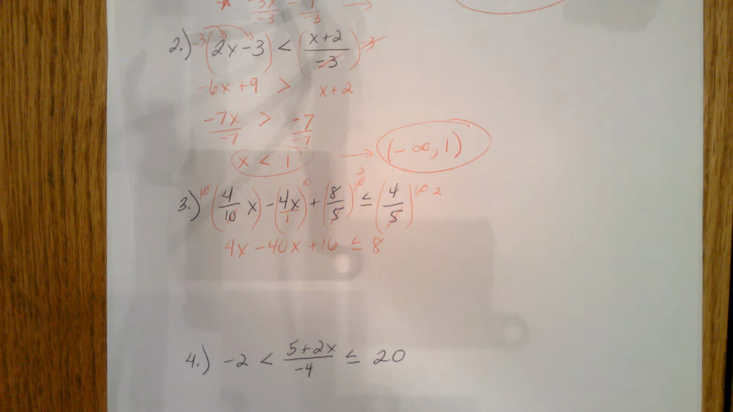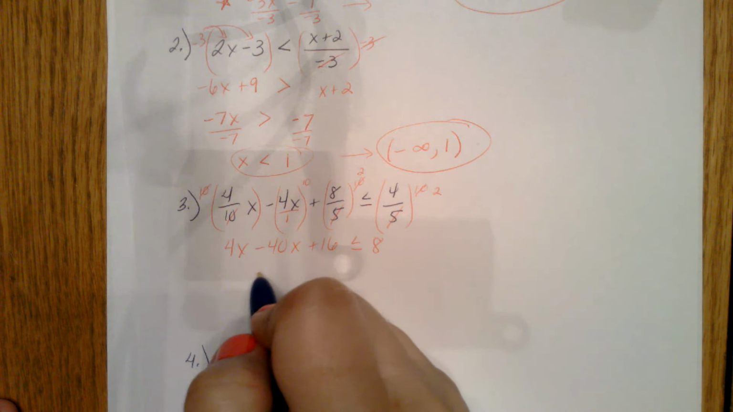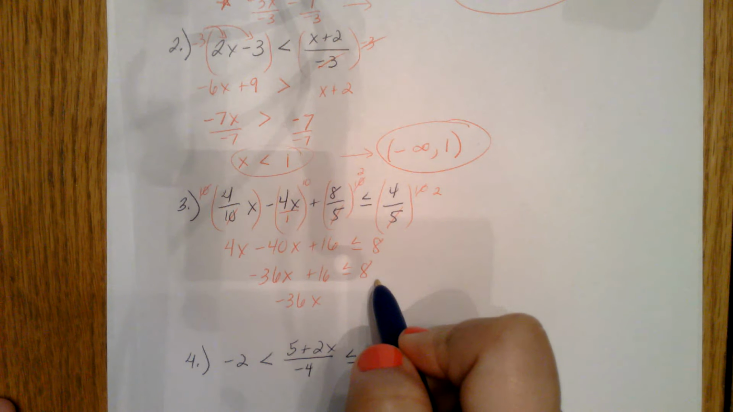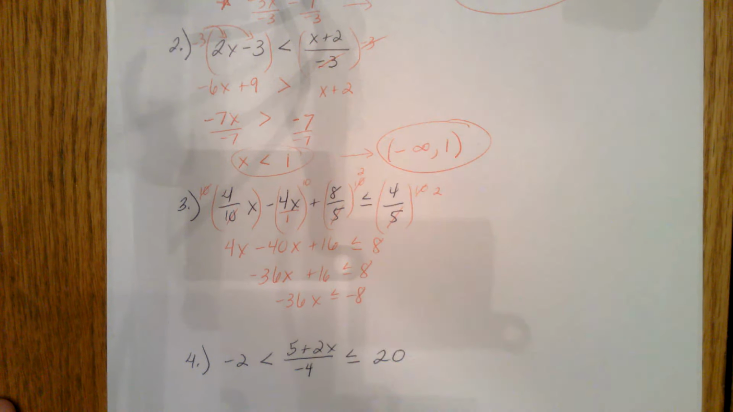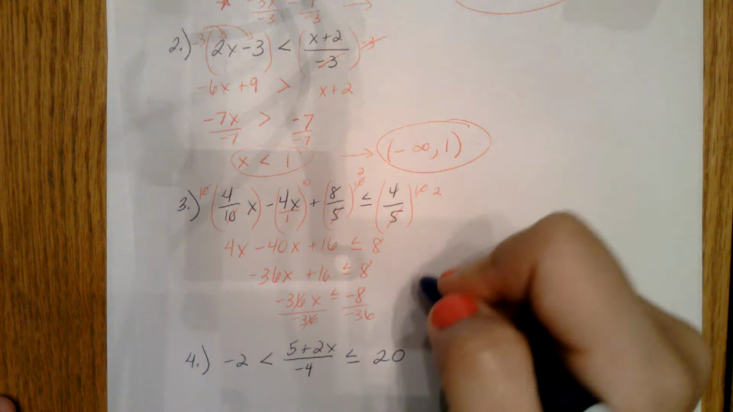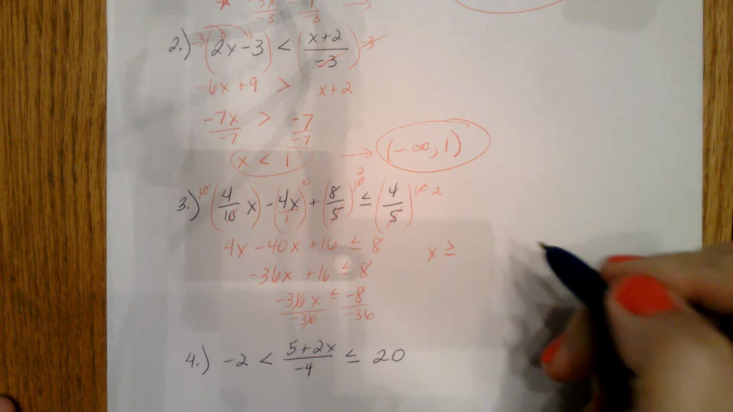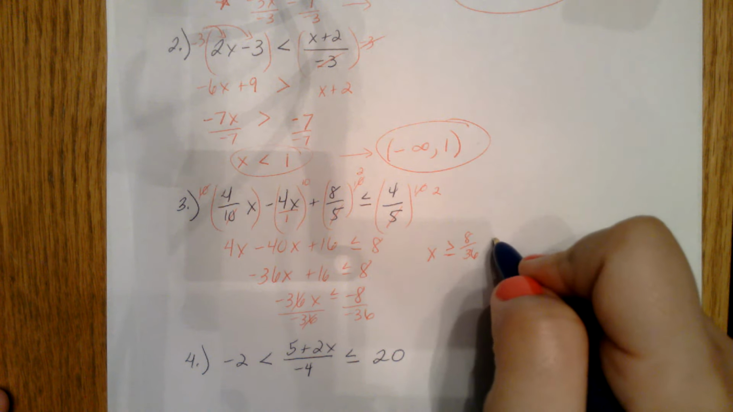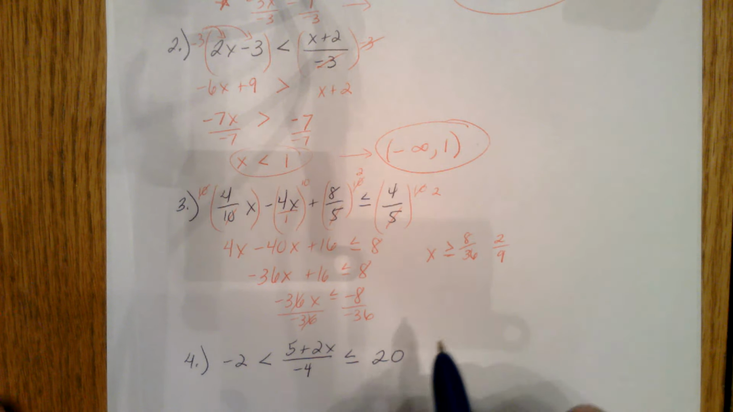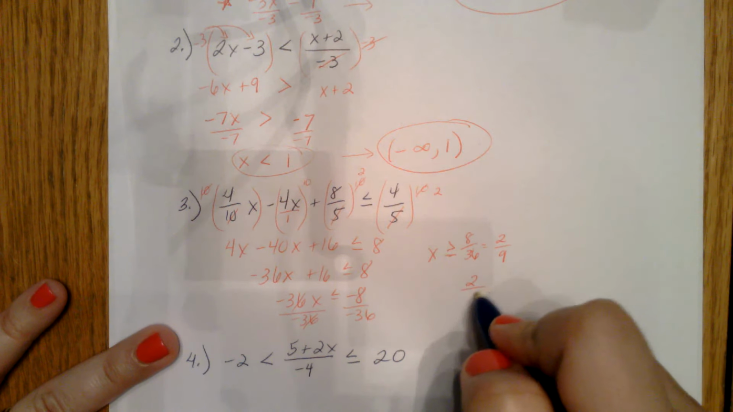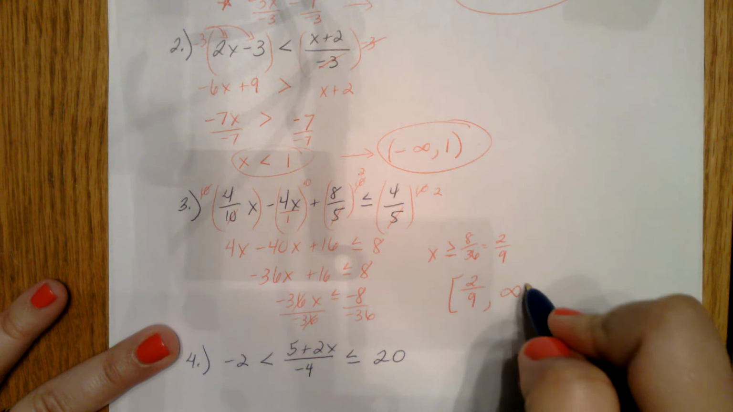See, now I have no fractions. So now let's clean this up. This would be negative 36x plus 16 is less than or equal to 8. Negative 36x is less than or equal to negative 8 after subtracting 16. And then there's that pesky divide by a negative again. So x is now greater than or equal to 8/36, which reduces, dividing by 4, to 2/9. And to write that as a solution, we would have x is greater than or equal to 2/9. So 2/9 would be my lower bound, and greater than would go to the right.